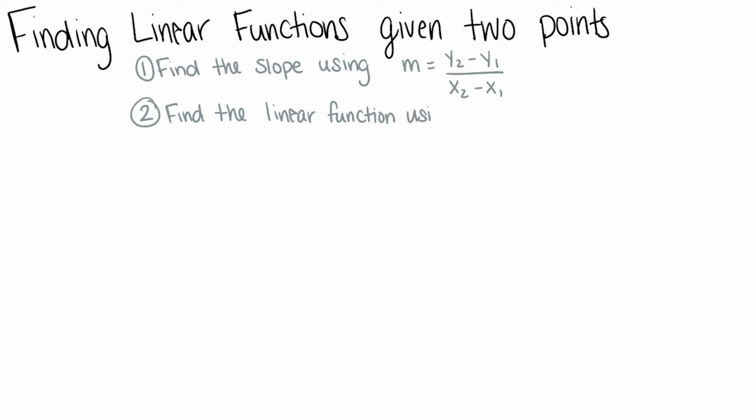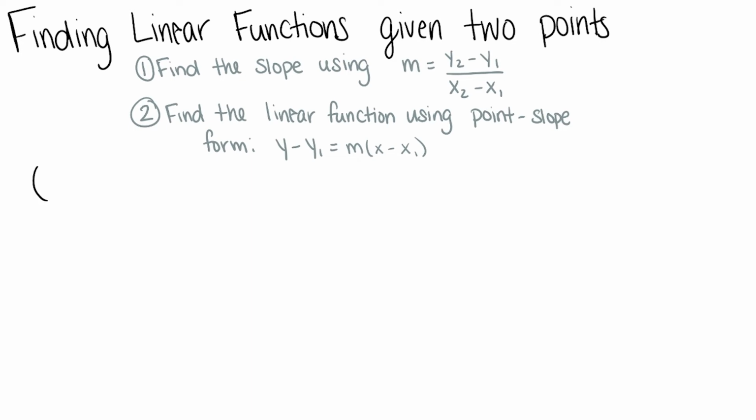and find the slope. So step 1 is find our slope using our slope formula, which is y2 minus y1 over x2 minus x1. And then we plug in our slope and one of our points into our point slope formula. So let's see this in action.